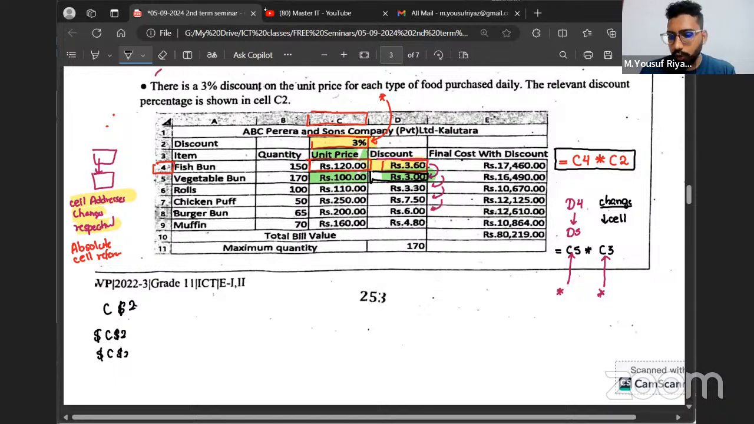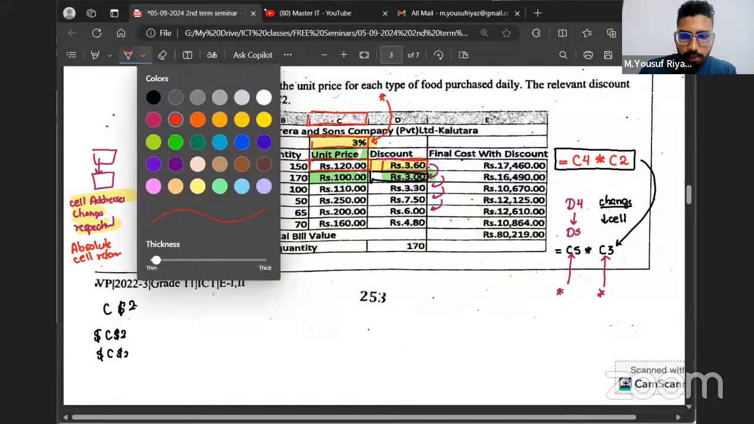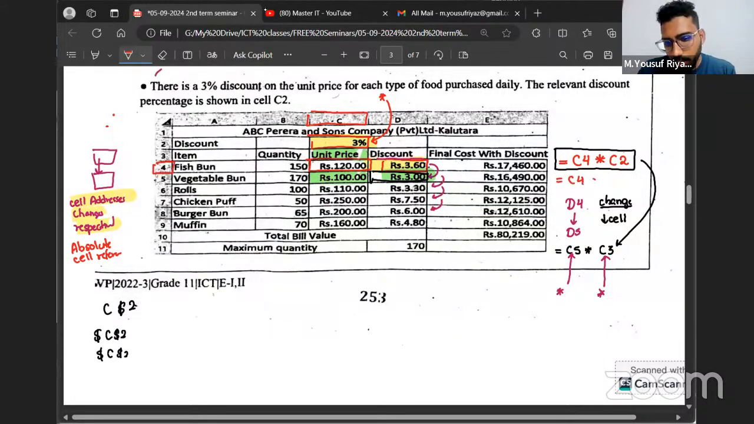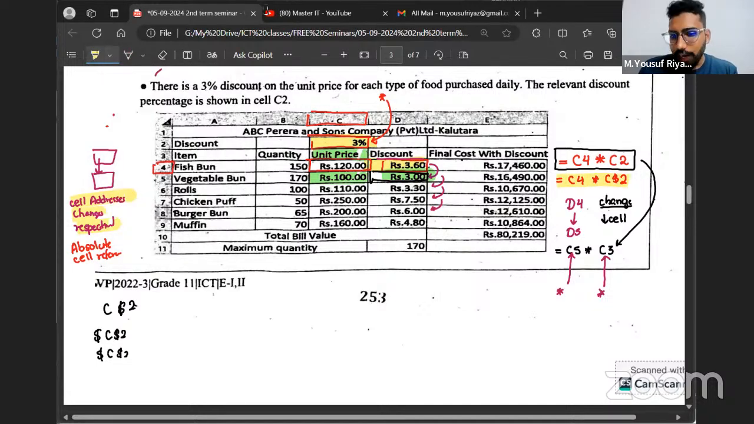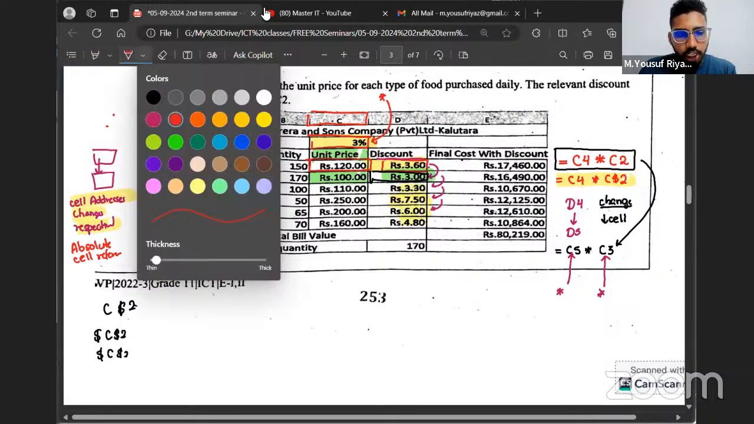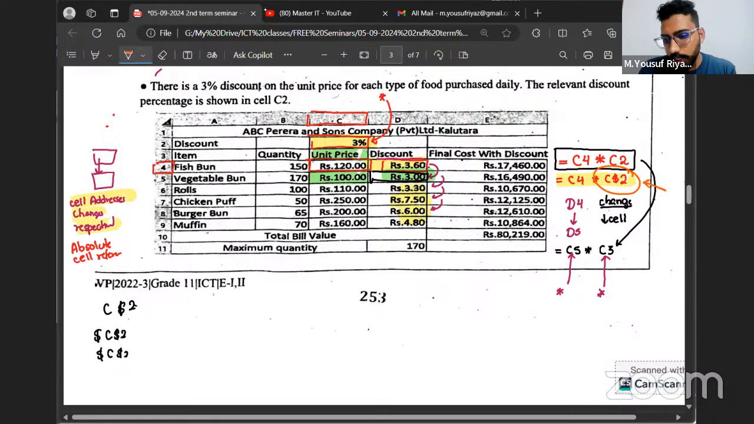Here, when we copied and pasted, the problem we had is the row number got changed. So instead of equals C4 into C2, we can write equals C4 into C$2. Now, if you write it like this and copy it to the remaining cells, this C$2 will stay as it is. There will not be any changes for this one. Is that clear to all of you? Yes or no?